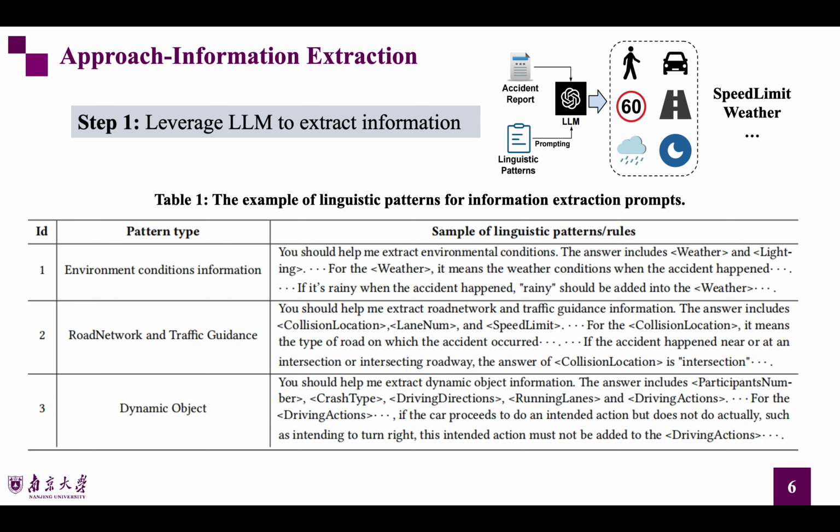For step 1, SoVAR divides the extracted information into three layers: road, environment, and dynamic objects. SoVAR extracts accident information layer by layer using the prompt patterns designed in Table 1. For each linguistic pattern, it first explains the meaning of each attribute to help the LLM understand the extracted information. Additionally, the pattern includes heuristic rules to guide the LLM in producing accurate results. For example, if a car intended to perform a certain action, but the collision occurs before the action is executed, the intended driving actions should not be extracted.